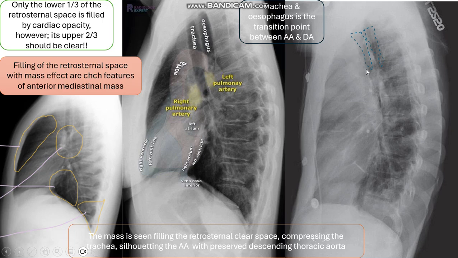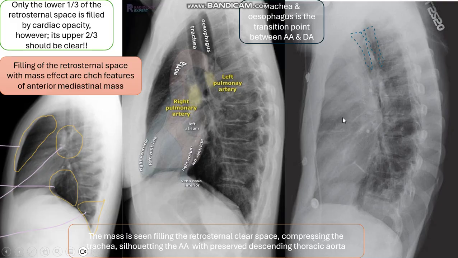compressing the trachea. This is the normal tracheal lumen, and this is the compressed trachea with narrowed lumen. So the mass here is seen compressing the trachea, silhouetting or obscuring the aortic arch with preservation of the descending thoracic aorta. So this mass is an anterior mediastinal mass because it is seen filling the retrosternal space.